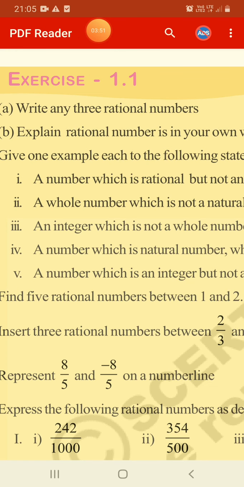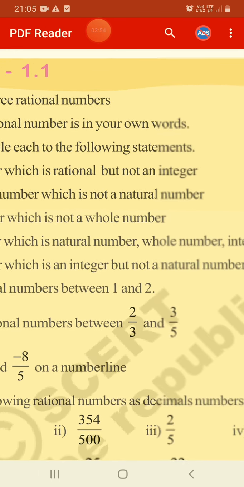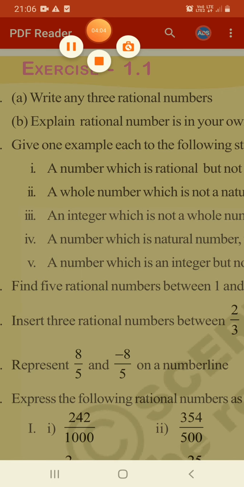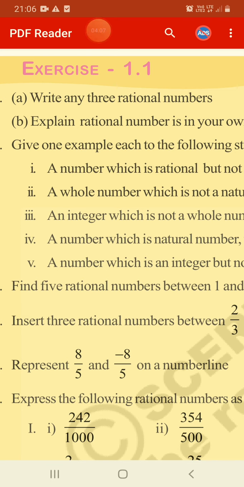So the answer for this bit is 2 by 3 or 1 by 3, anything you can give, any example of rational number, but it should not be integer. Second bit, a whole number which is not a natural number. It is 0, because 0 is not a natural number. Remaining all whole numbers are natural numbers.